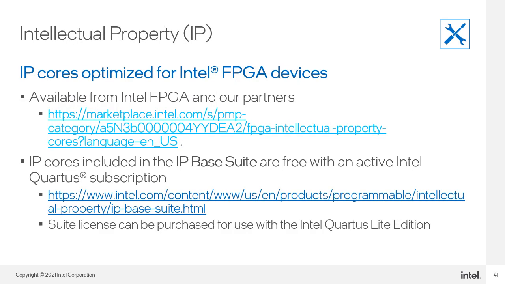Intel and our partners offer a large selection of IP cores optimized for Intel FPGA devices. IP cores are provided by Intel in the IP base suite, included with the Standard and Pro editions of the Quartus Prime software. The IP base suite is installed with the Quartus Prime Lite edition, but its use requires the purchase of a license. All Intel FPGA IP cores are rigorously tested and optimized for the highest performance and lowest cost in Intel FPGA devices.